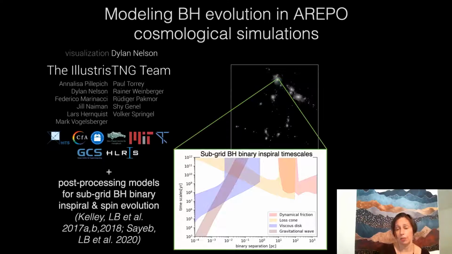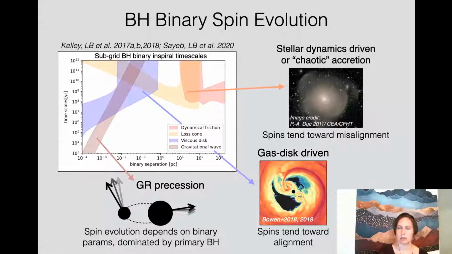So again, we can't resolve this directly, but we develop post-processing models for black hole binary inspiral timescales and spin evolution. Kelley has developed inspiral models in a series of recent papers, and then my student Mohammad Sayeb, as I mentioned, has developed this new spin evolution model. And so what does that consist of?